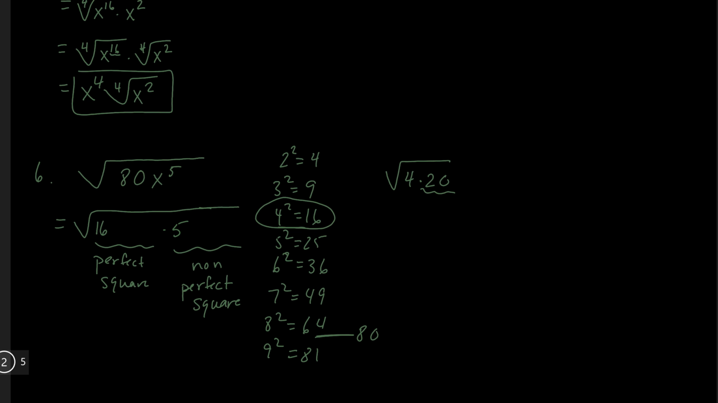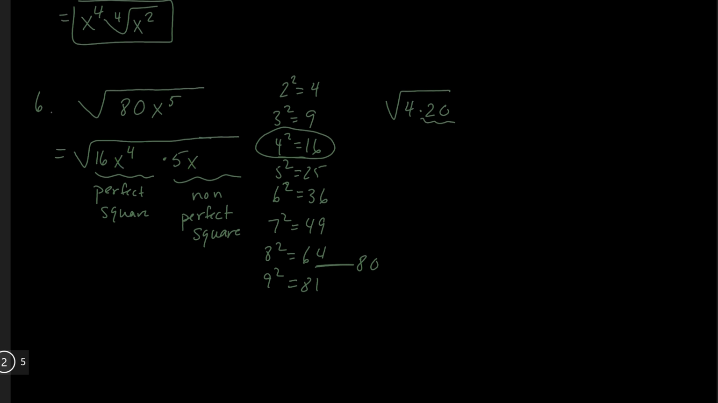x to the 5th is not a perfect square. Remember that we're looking for the exponent to be divisible by the invisible 2 here. Since 5 is not divisible by 2, x to the 5th is not a perfect square. So we need the next number under 5 that is divisible by 2. In this case, that's 4. So we're going to put x to the 4th here, and then we're going to leave the remaining factor of x with the non-perfect squares.